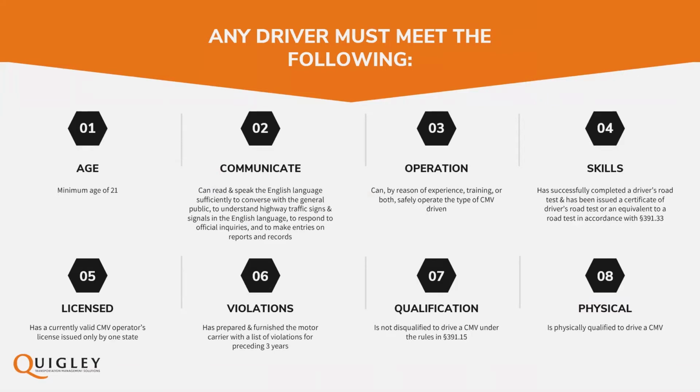There are 8 main categories of compliance that any commercial motor vehicle driver must meet to operate a CMV in interstate commerce. The first being they have to be a minimum age of 21 years of age. They have to speak, read and converse in the English language.